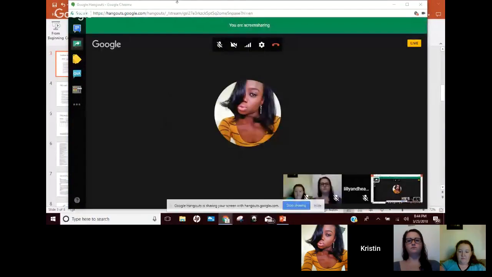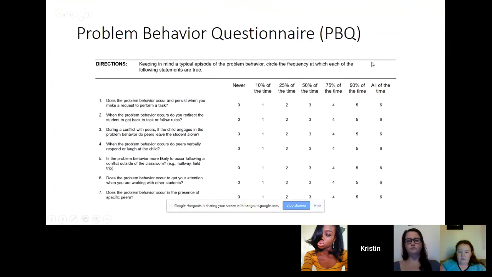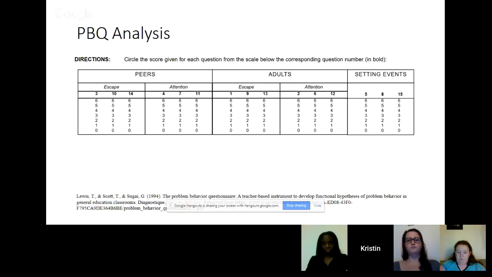And I have a few examples, if I can share this. So one of the examples is the problem behavior questionnaire. It looks a little bit like this. This is something that you would give to the parent or caregiver of the client that you are assessing. Another example is a continuation of the PBQ, and then we have an analysis of it.